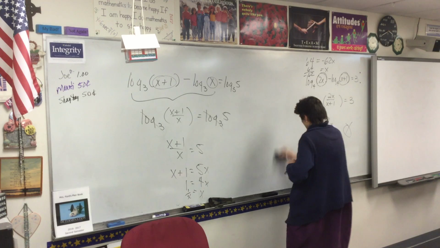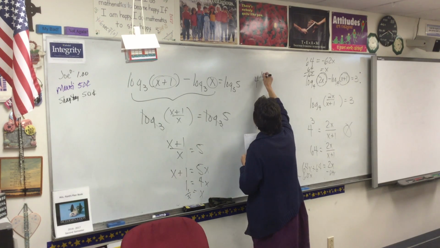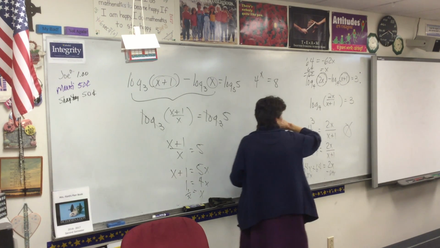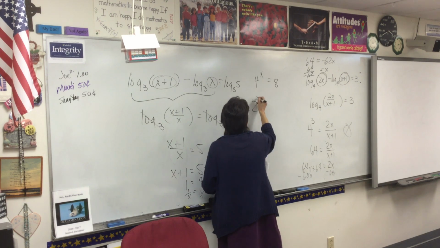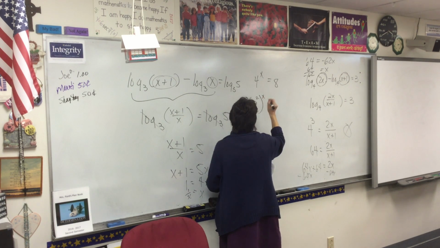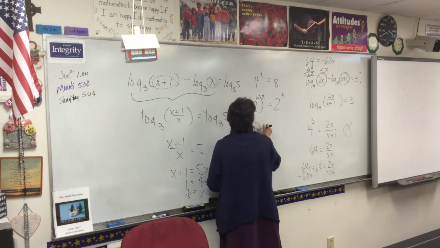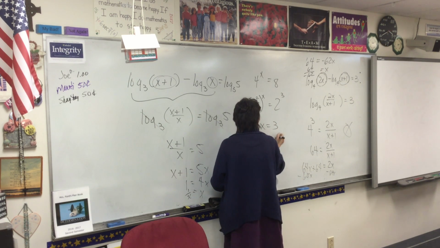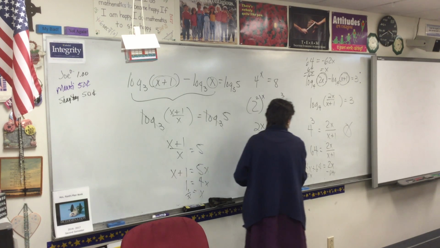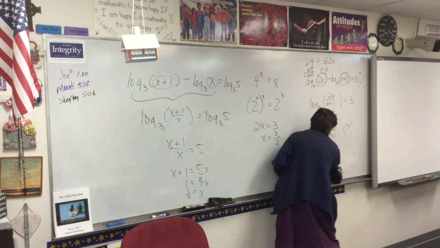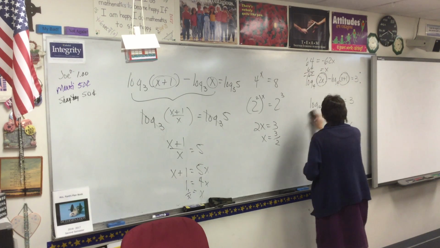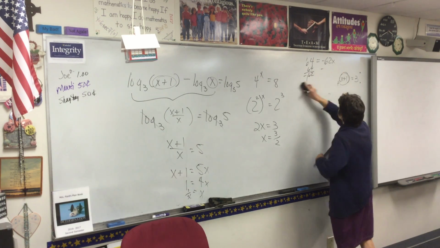4 to the x equals 8. What do you think? 2 squared to the x equals 2 cubed. So 2x equals 3. Oh my gosh, that was easy. Jeez, we're moving along.